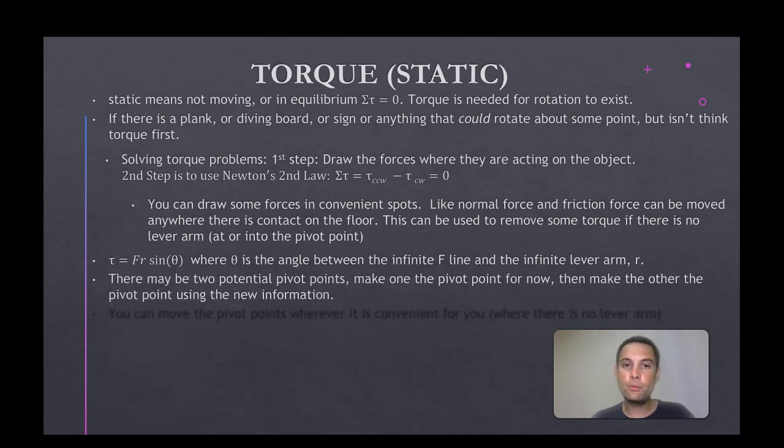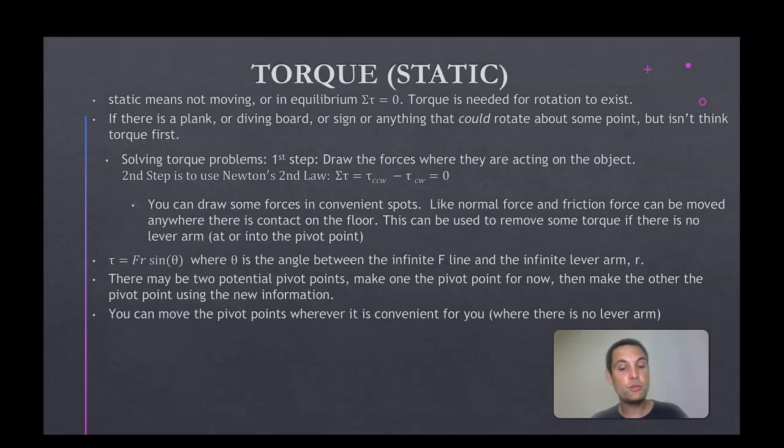There may be two potential pivot points. Make one the pivot point for now, then make the other the pivot point using new information. I'm thinking about the board that goes across, and then you have something holding it up over here and something holding it up over there. Make one your pivot point, solve for one side what the force is, and then move the pivot point. Speaking of moving, you can move the pivot points wherever it's convenient for you, where there is no lever arm.